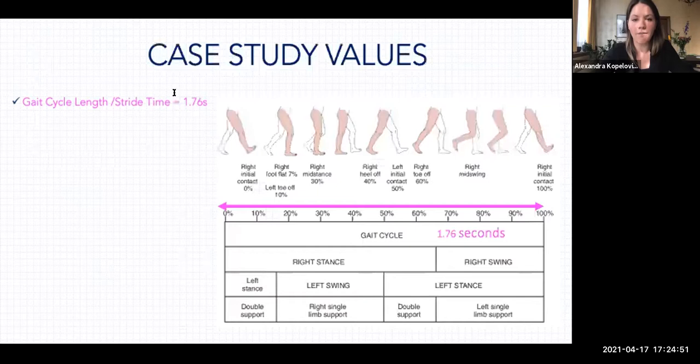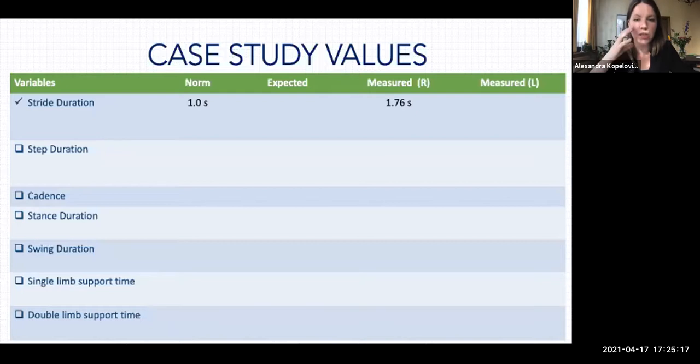So this is a value. I just replaced this with a different chart. I've just put this together. So it's going to help us out with a little bit of step duration. So once again, gait cycle or stride time, it takes us 1.76 seconds to complete the entire gait cycle. And from 0 to 100, once again, 1.76 seconds. We take this value, we put it into our universal slide. Stride duration norm is 1 second, and measured for both lower extremities is 1.76 seconds.